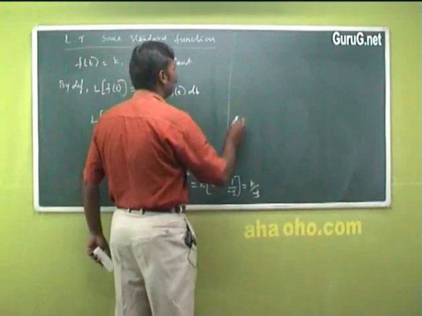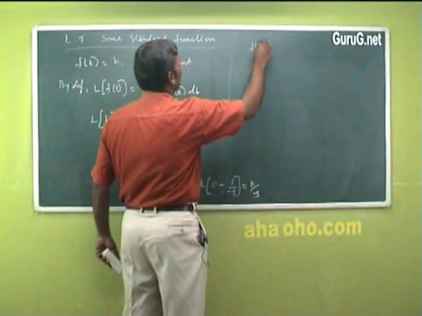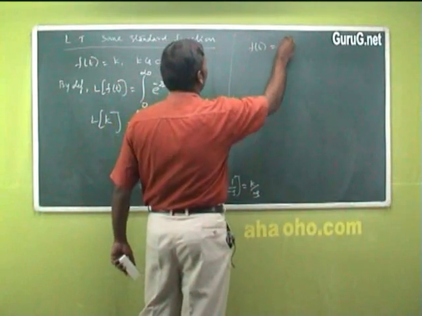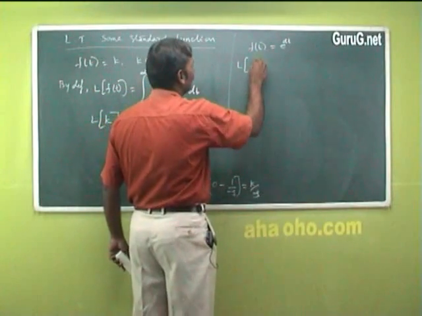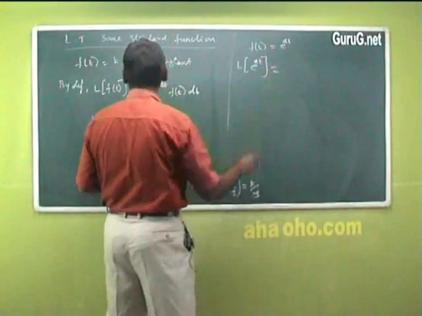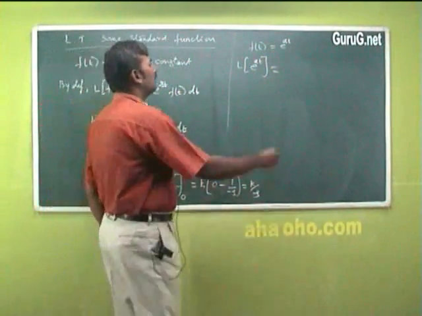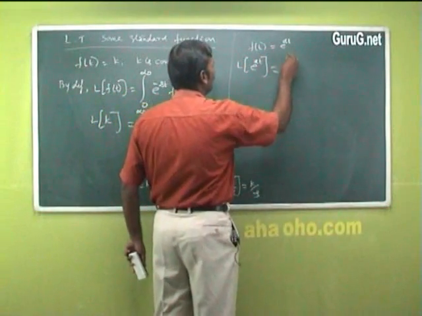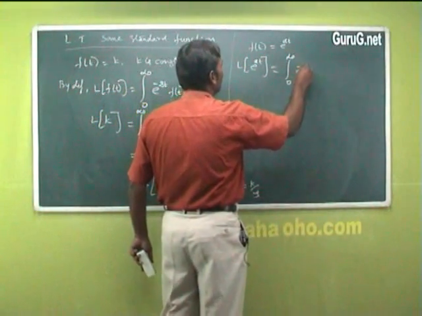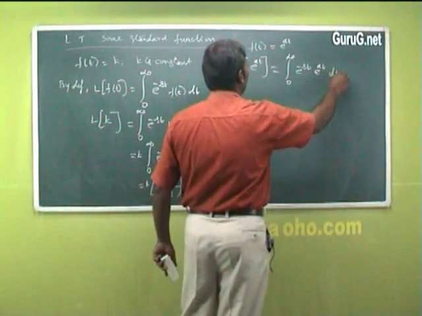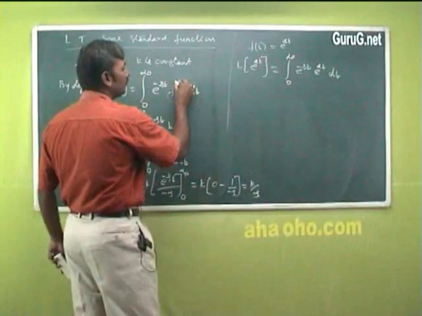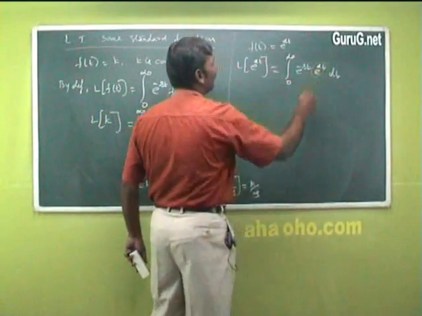Another example, suppose f of t equals e power at. Then L of e power at equals, using this definition, integral 0 to infinity e power minus st e power at dt. Clear? Replace f of t with e power at. Clear?